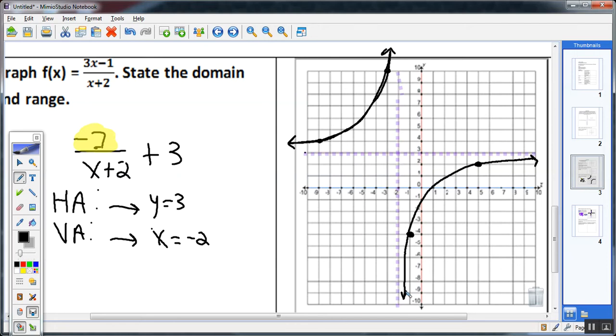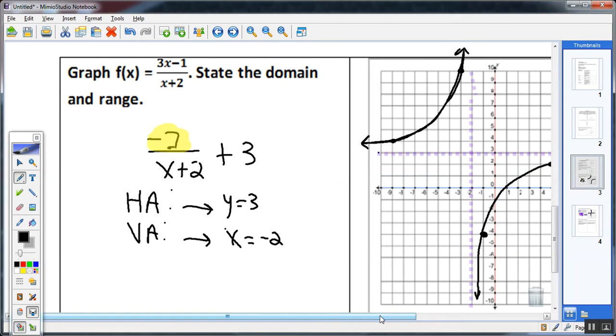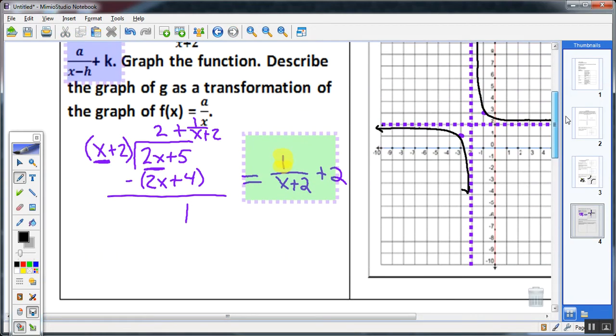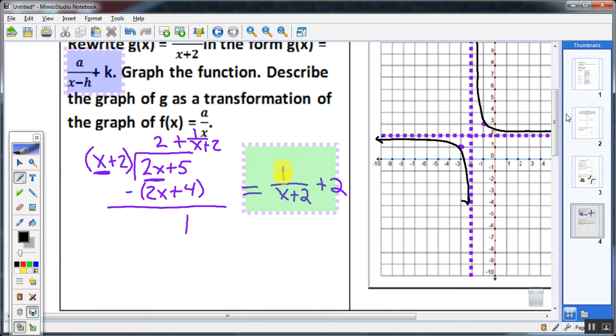Did we state the domain and range on example 3? We said the domain was all real x such that x does not equal what? And we said the range was all real values such that y cannot equal 3. Do we have to do that on number 4? Does it say to state the domain and range for this? No. If I had to ask what the domain is here, you'd say what?